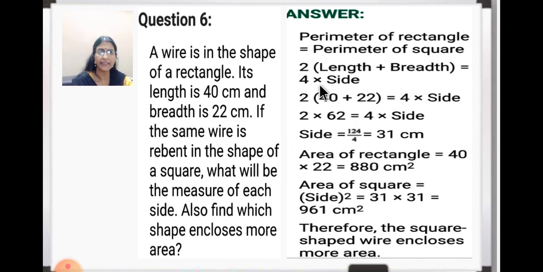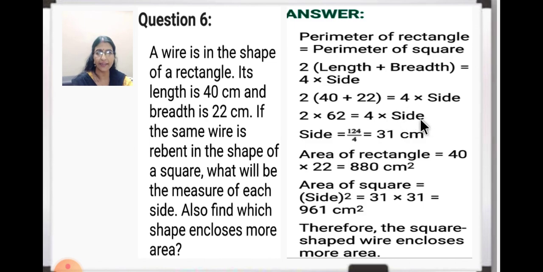So we will write here that is equal to 4 into side. Twice length plus breadth is equal to 4 into side. Now we know length and breadth of the rectangle, 40 and 22. So we are going to substitute the values. Twice, in bracket we'll write 40 plus 22, is equal to 4 into side. Then next we are going to solve this. 40 plus 22 is 62. 62 into 2 is equal to 4 into side.